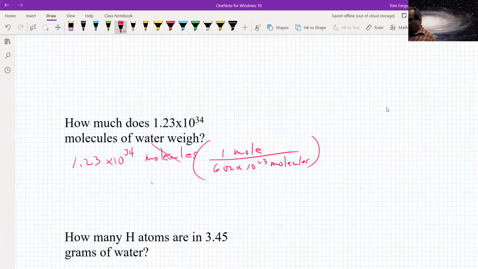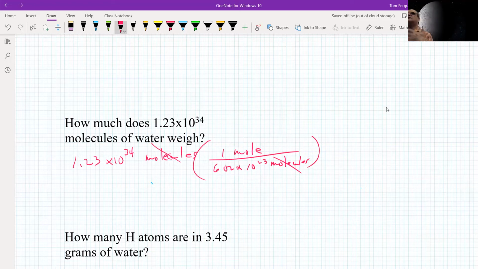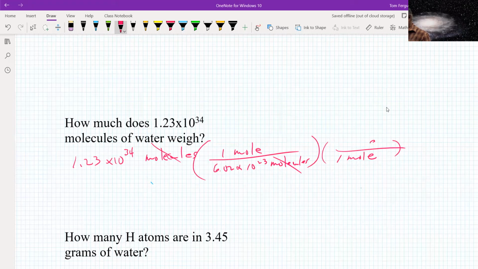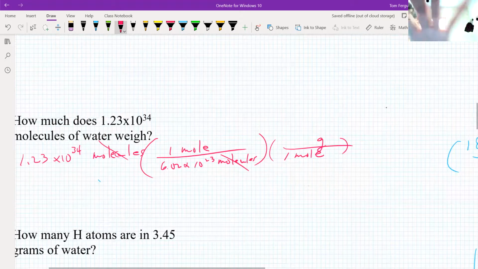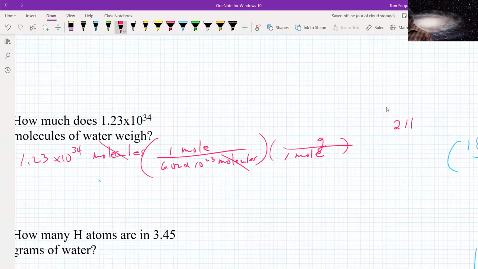Now, because molecules cancel, we're left with moles. Now we're going to go from moles to mass. Mass per mole we get from the periodic table. That means we need 2 hydrogens, 1 oxygen. Hydrogens are 1.01 apiece, so that's 2.02.